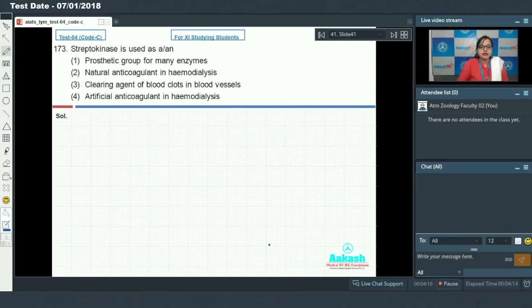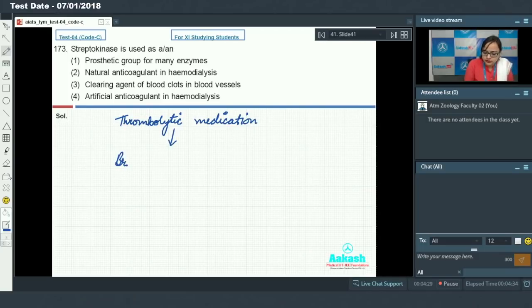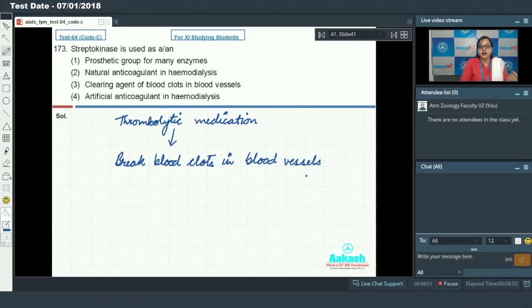Question 173. Streptokinase is used as a or an. You all know that streptokinase is a thrombolytic medication. It is used to break blood clots in blood vessels which are formed during heart attack, pulmonary embolism, stroke, etc.